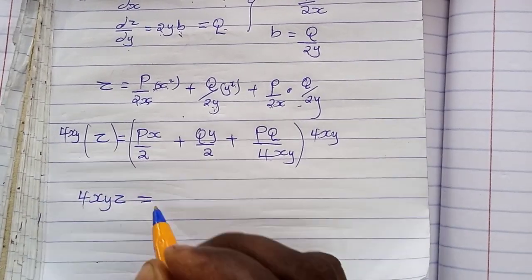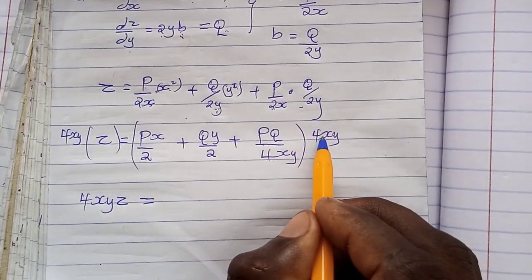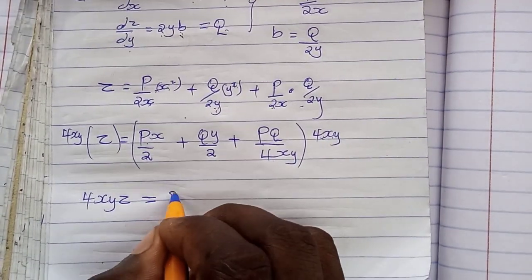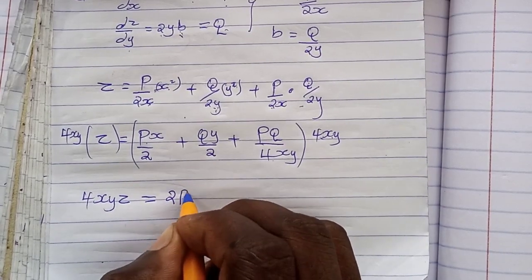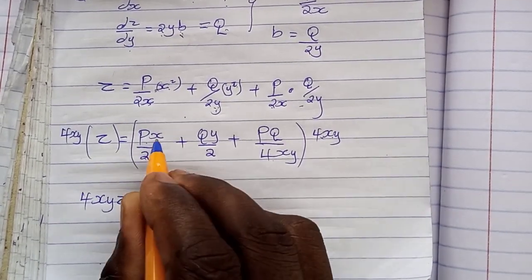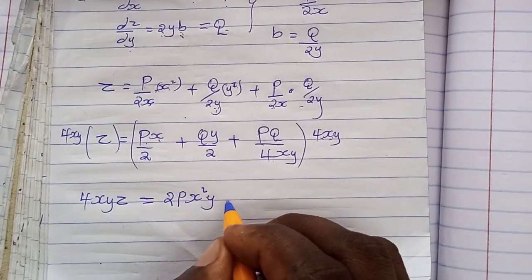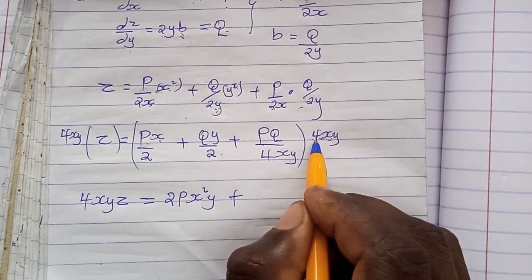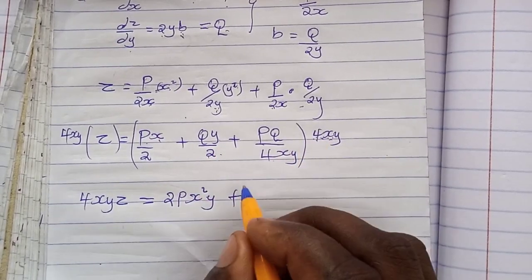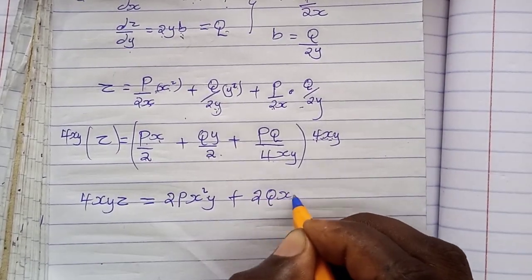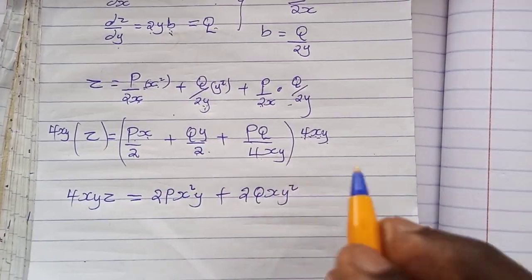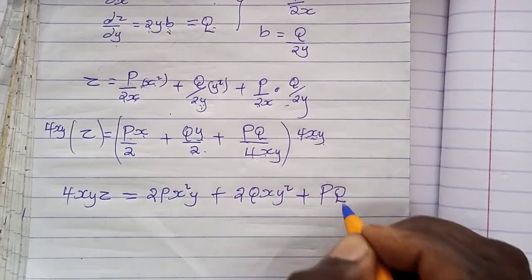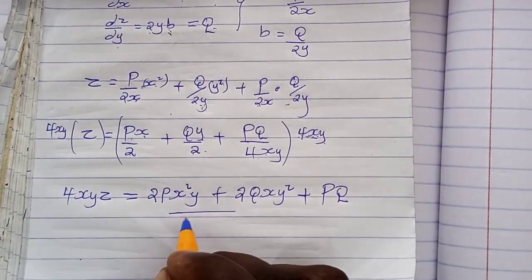Here we get 4XYZ equals 2 times XY times PX, which gives 2PX squared Y, because X squared is X times X. Then plus 2 times X times QY, which gives 2QXY squared. Then plus this one, which simplifies, and we remain with PQ.